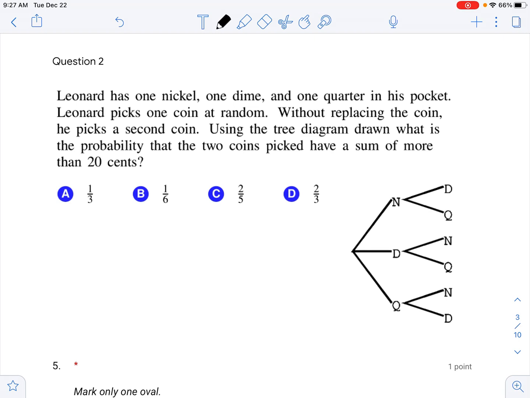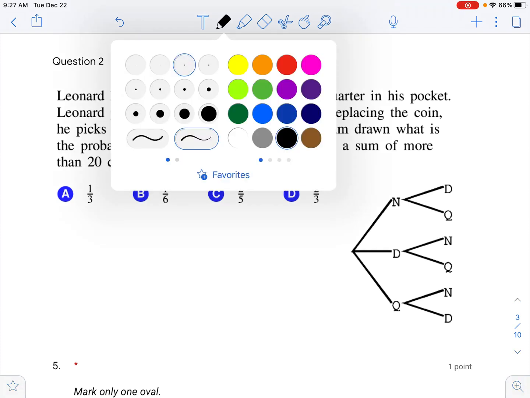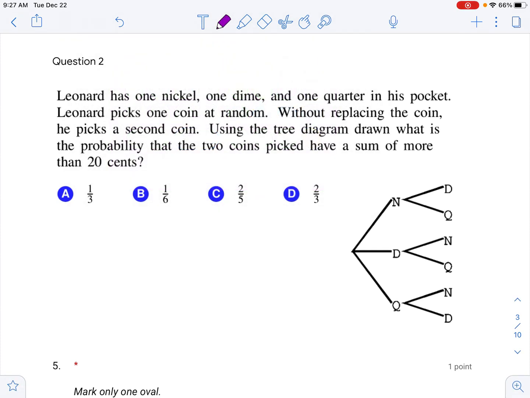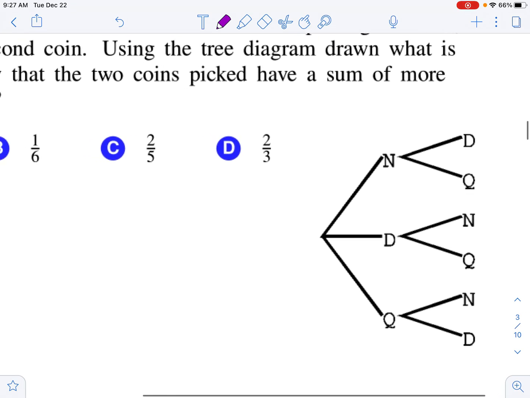Leonard has 1 nickel, 1 dime, and 1 quarter in his pocket. Leonard picks 1 coin at random. Without replacing the coin, he picks a second coin. Using the tree diagram drawn, what is the probability that the 2 coins picked have a sum of more than 20 cents? Okay, so they gave us the tree diagram.